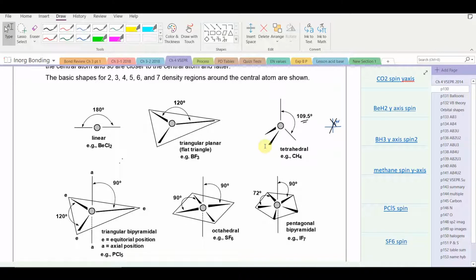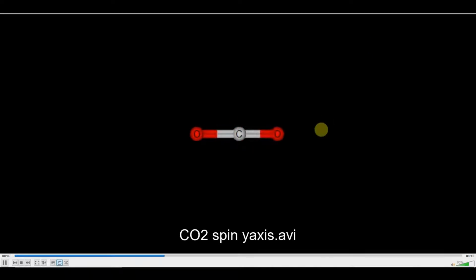Another example of a linear molecule is carbon dioxide. The electron clouds around carbon are also linear, 180 degrees apart. It doesn't make any difference whether the bonds are single bonds or double bonds or triple bonds. Each bond, single, double, or triple, occupies the same region of space, and so there are only two electron clouds around the central carbon, 180 degrees apart, giving rise to a linear molecule.